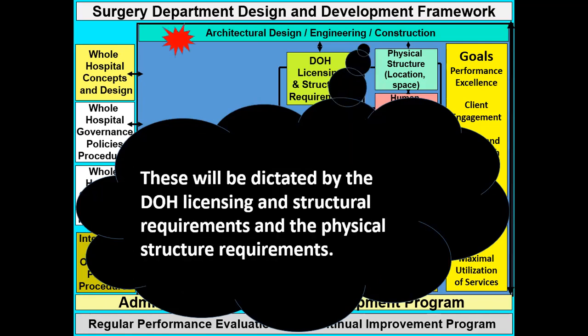As to the architectural design, engineering, and construction, this will be dictated by the DOH licensing structural requirements and the fiscal structure requirements. As I said, do not leave it to the architect. The department leaders must have a say and must advise what is really needed by the department. The requirements prescribed by the Department of Health or the Ministry of Health are just the minimum. You can enhance them and add more to the architectural design, as long as they conform to the basic requirements.